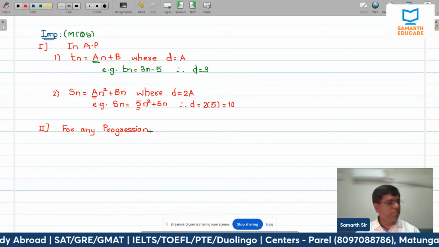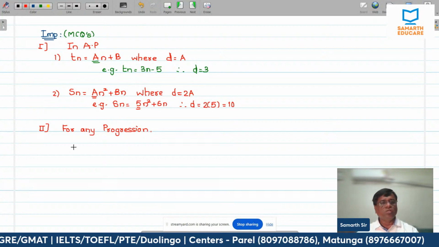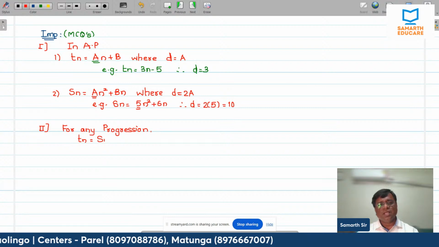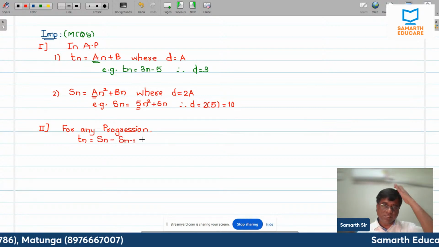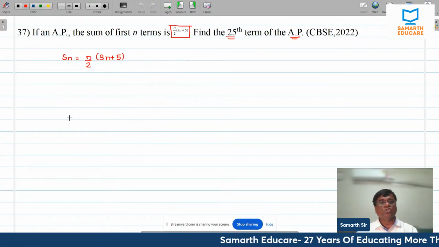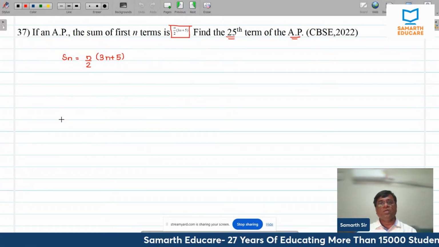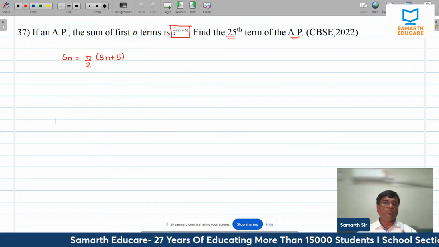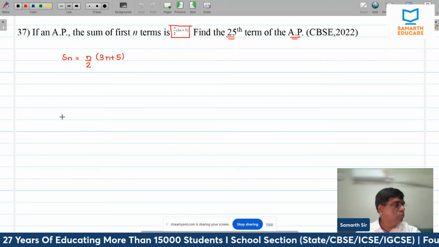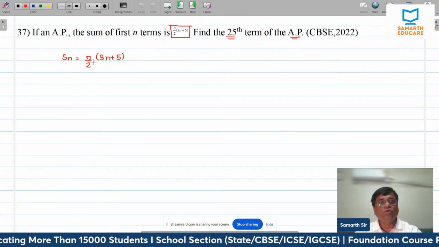In any progression, immaterial of whether we are doing AP or GP, the nth term is always Sn minus Sn minus 1. I'm not going to explain this right now, just remember this, because it will be useful in this question. He's asking for the 25th term. To find the 25th term, I first need to know the nth term. So this is the value of Sn, right?